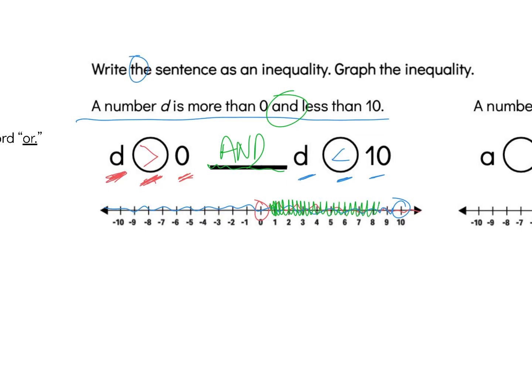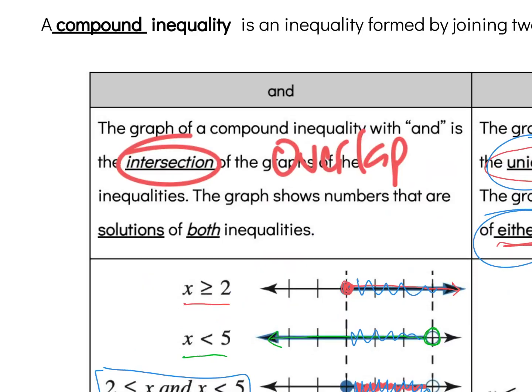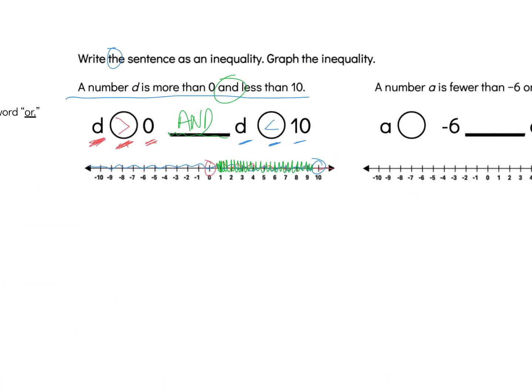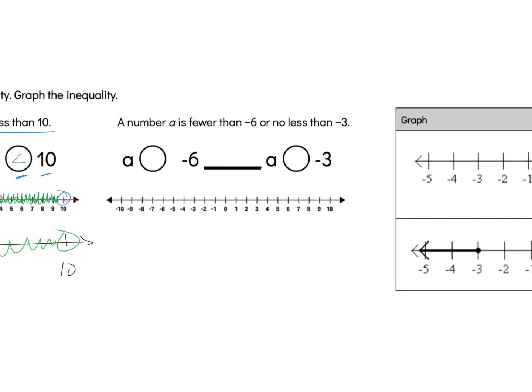Just the "and," where they intersect, where they overlap, okay? So just this green one, and to clean it up, I'm going to graph it again. 0, 10, we have open, open, just in between. There you go. A number A is fewer than negative 6.